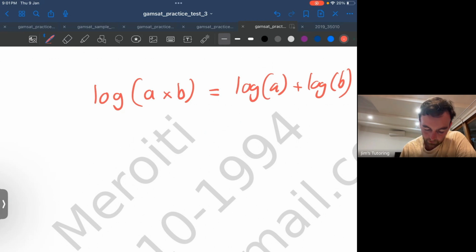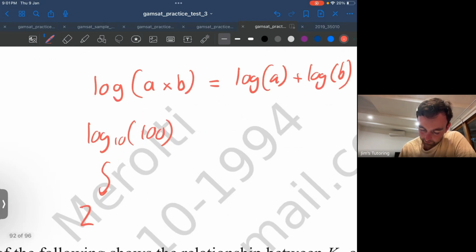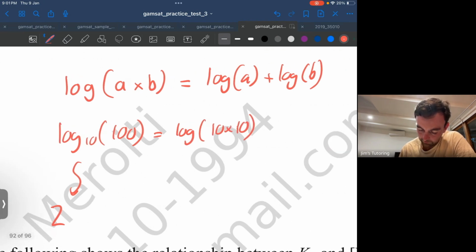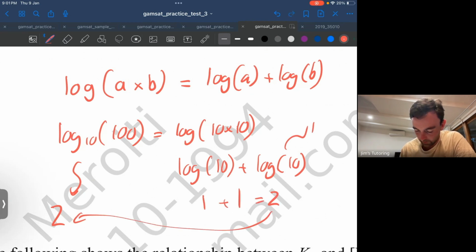So let's just say we had something like log 10 of 100. As we should know by now, this equals 2. But we could split this into log of 10 times 10. And then that would equal log 10 plus log 10. And log 10 just equals 1. So this just becomes 1 plus 1, which equals 2. So we've got the same answer.